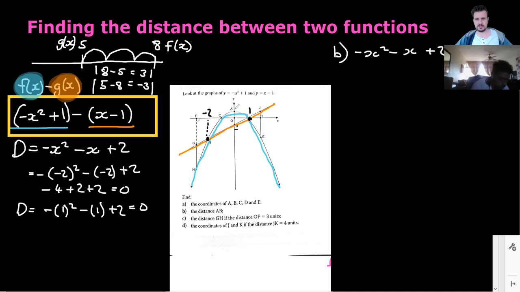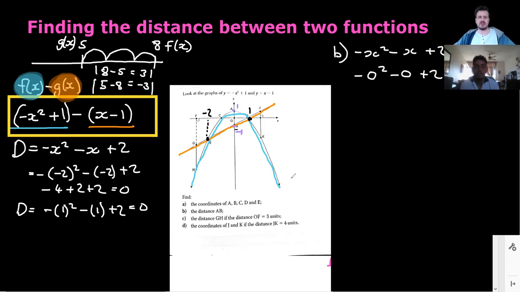I think B is the x value. X is 0, I think. Excellent, good. Negative 0 squared minus 0 plus 2 is 2. When we get that distance, we got 2 as AB. Because that was 1 and that was -1, so we got the same distance of 2.